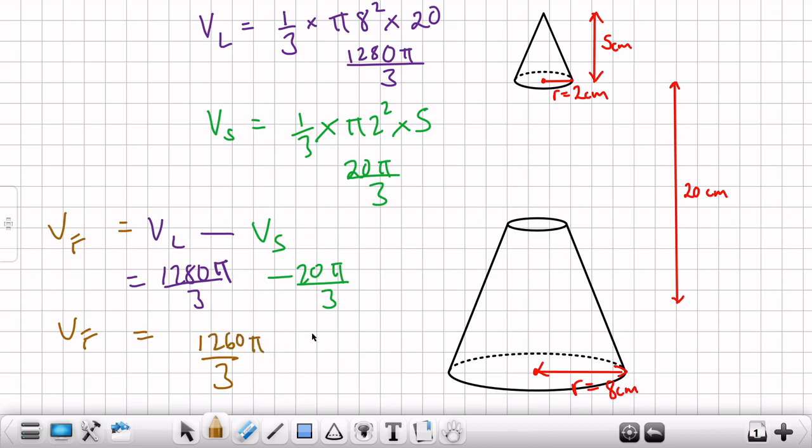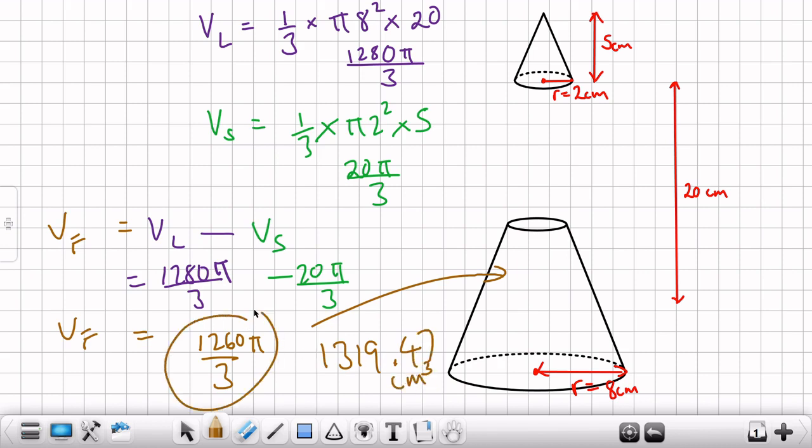Right, that is the answer for the volume of the frustum in terms of pi. I've preserved the pi. Now if I wanted to, I could just work that out on my calculator. 1260 times pi divided by 3, and I get 1319.47, which is what I had earlier on, right? So that's in terms of pi, and that's just a number answer, and both are correct. So you need to watch out for what the question needs. Do they want the answer in terms of pi or just a number like this?